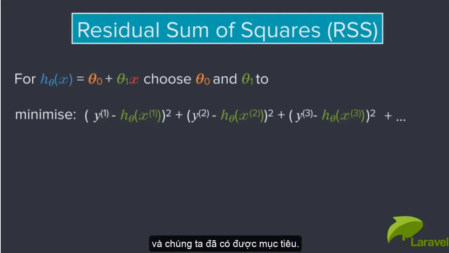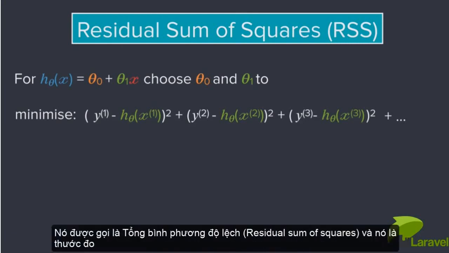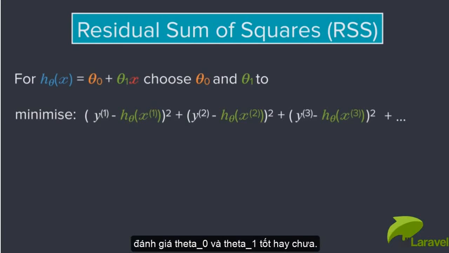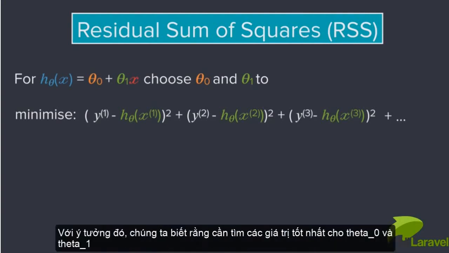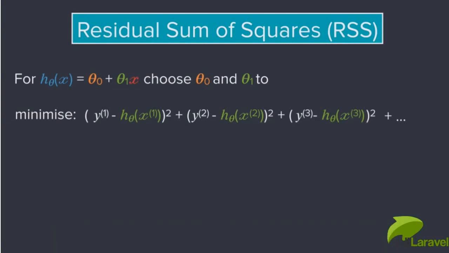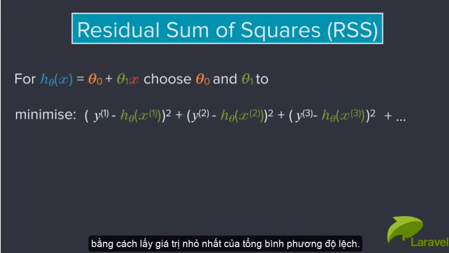And we've also got a goal, right? So we've got this single number that has a name. It's called the residual sum of squares. And this residual sum of squares gives us a single metric on how good our estimates for theta 1 and theta 0 are. So with this in mind, we know that we can find the best possible values for theta 0 and theta 1 by minimizing this residual sum of squares.